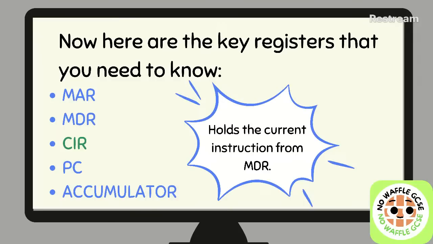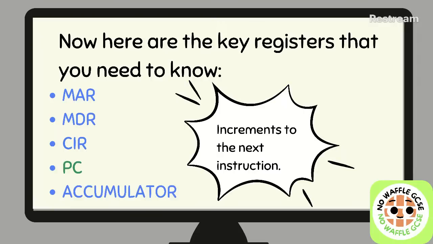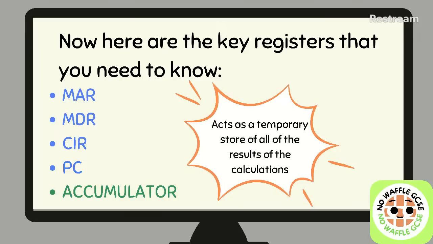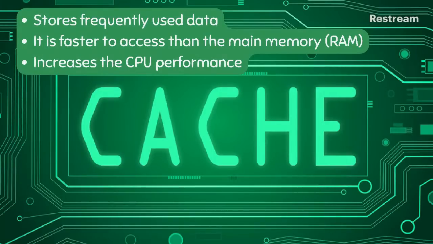Okay, PC. Now, the PC, the program counter, increments to the next instruction, and the accumulator acts as a temporary store of all of the results of the calculations. So, if you didn't get what we just said, we'll be going through that, as I said, in the FDE cycle. It's just about introducing you to those concepts.